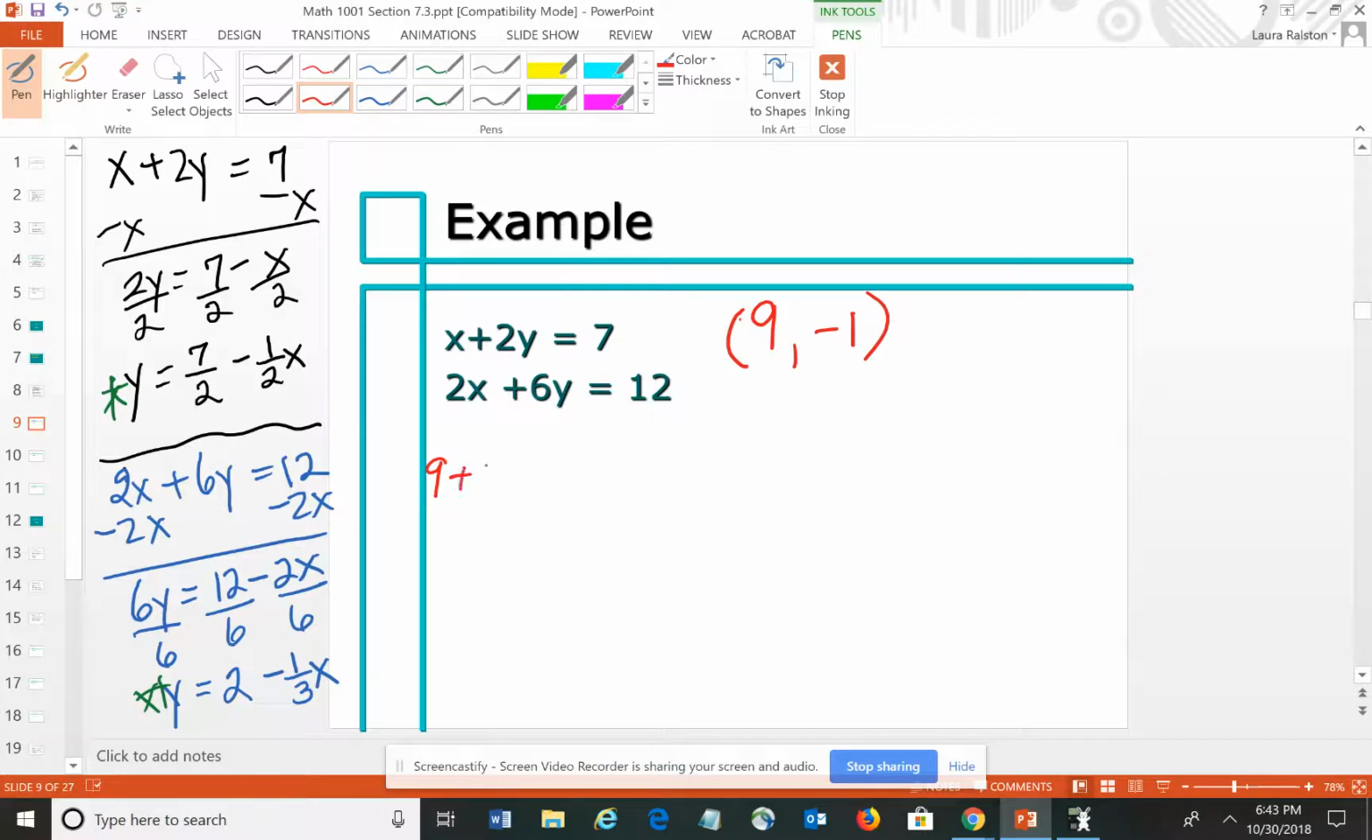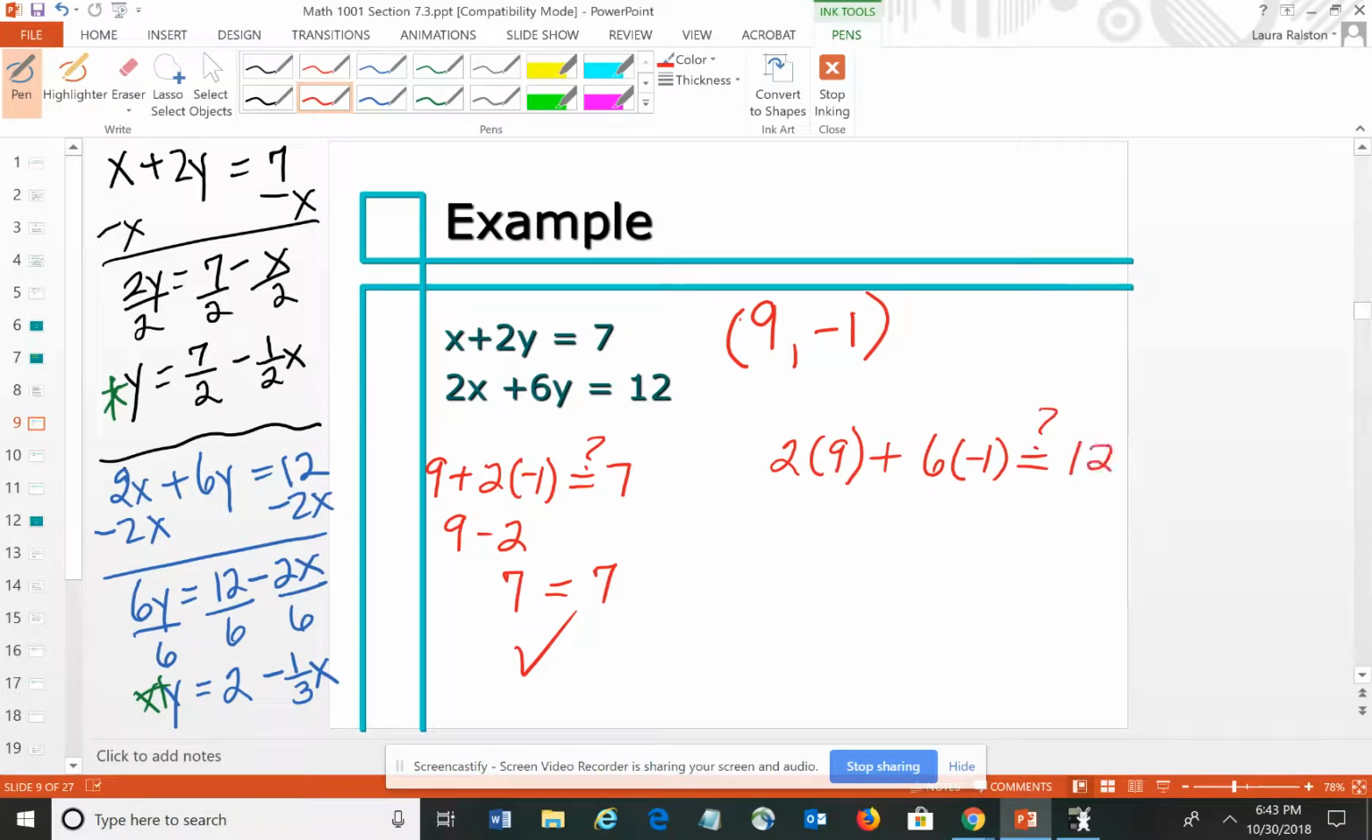So 9 plus 2 times -1, we hope is 7. So that's 9 minus 2, which is 7, which does equal 7, so it works in the first equation. That's good. Then we have 2 times 9 plus 6 times -1, and we hope that that equals 12.